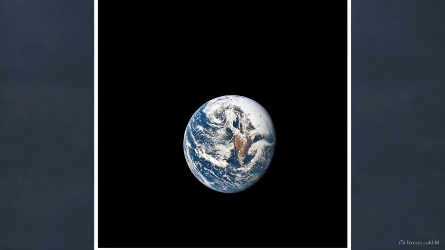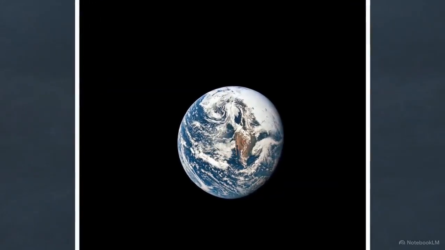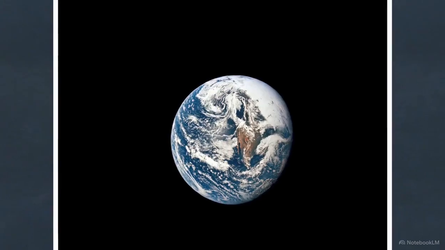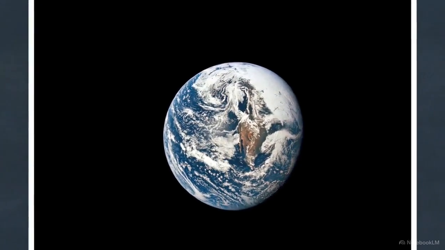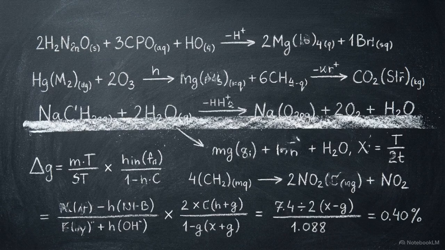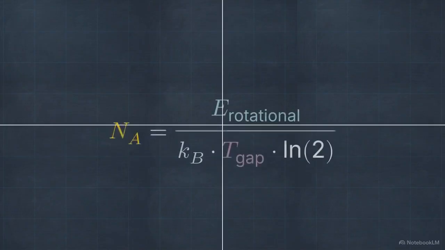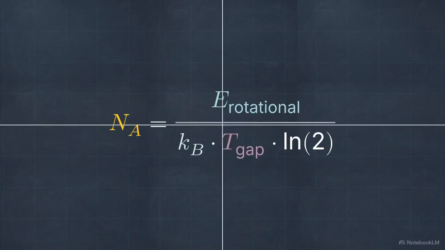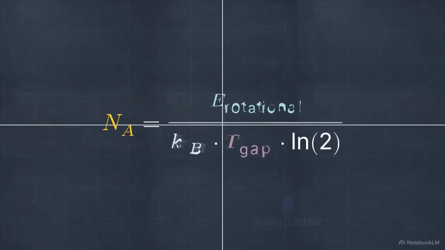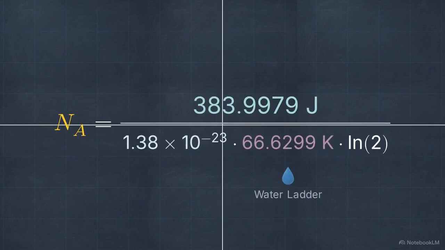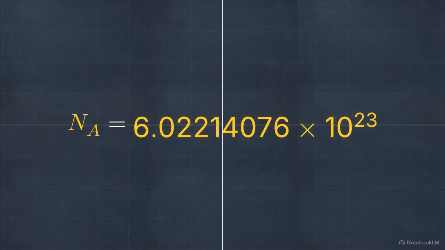This unified energy state allows us to derive macroscopic constants directly from the geometry of our reference frame. We can derive Avogadro's constant, Na, without relying on empirical counting. By applying Landauer's principle, we divide the total rotational energy of the system by the informational cost of one bit at the mass gap temperature. This division of energy by informational cost resolves precisely to the accepted molecular count of 6.022 times 10 to the 23rd.